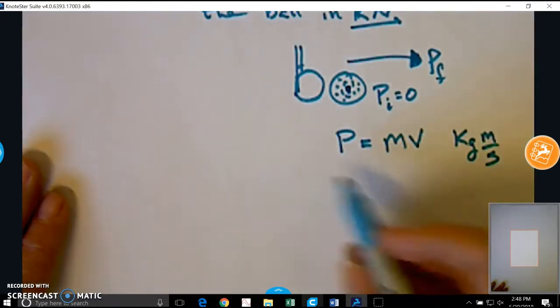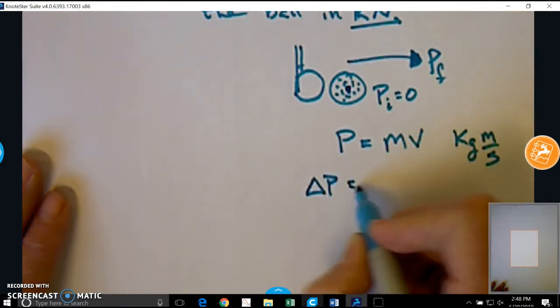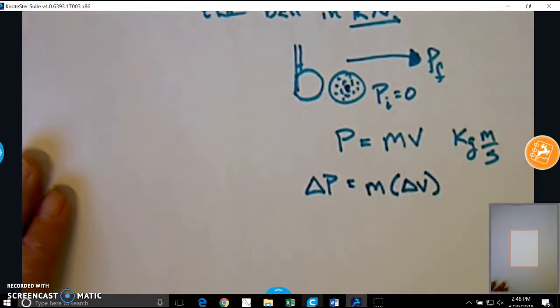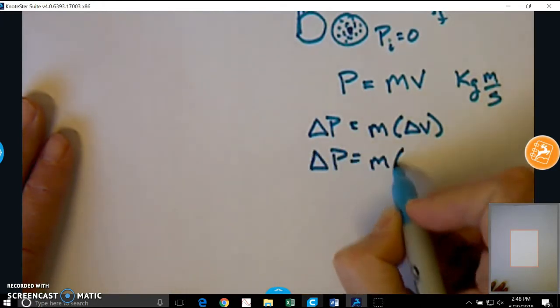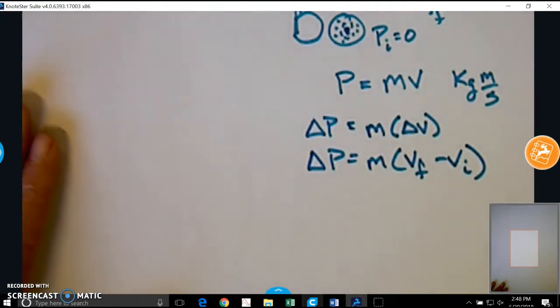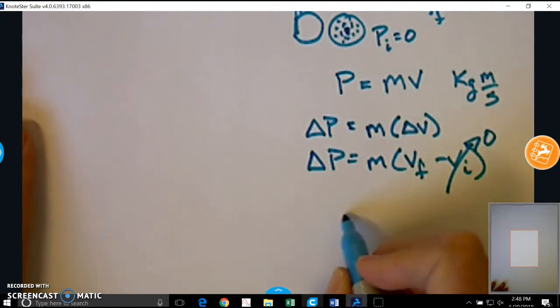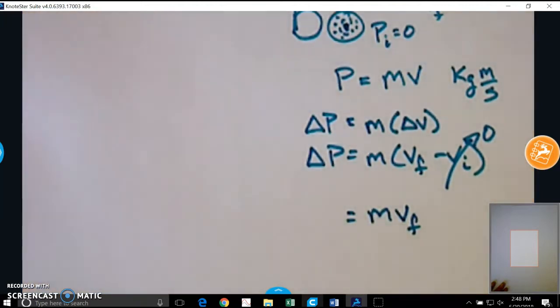So a change in momentum, change is delta p, could be written as m times a change in velocity. I might even expand that out and say that's equivalent to mass times Vf minus Vi. Vi is the initial velocity. The ball's just sitting there, so it's got no momentum to begin with. It's got no velocity, so that's a zero term. So this simplifies for this problem to just mass times the final velocity.